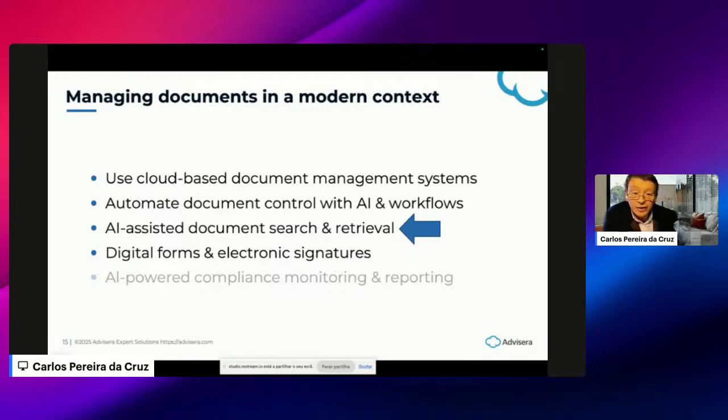Digital forms and electronic signatures: paperless approvals with legally binding e-signatures. Digital forms replace manual logs for non-conformities and corrective actions, for example, with seamless integration with document workflows. And AI-powered compliance monitoring and reporting: AI-driven compliance tracking ensures documents remain updated and in compliance, with dashboards for real-time status of document reviews, approvals, audits, and monitoring.